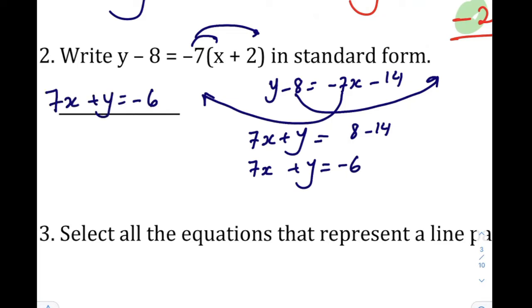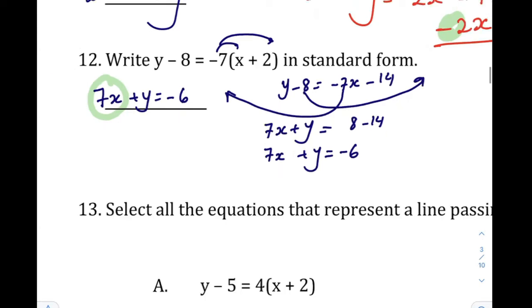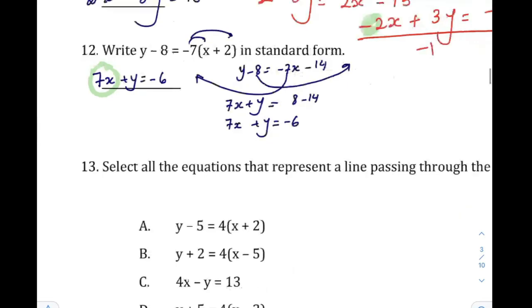This is standard form. Why standard form? First, it is arranged in the form ax plus by equals c. Secondly, the first term is not negative. This one is positive as you see. Third, no common factor between all of them. Fourth, no fractions are available here. All integers, the coefficients A, B, and C are whole numbers.